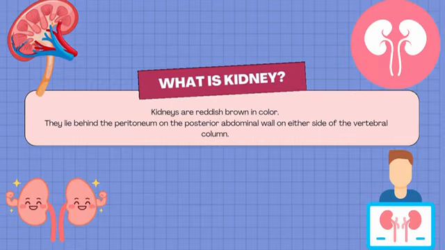So now let's look at the definition of kidney first. Kidneys are reddish brown in color. They lie behind the peritoneum on the posterior abdominal wall on either side of the vertebral column. They are largely under cover of the costal margin.